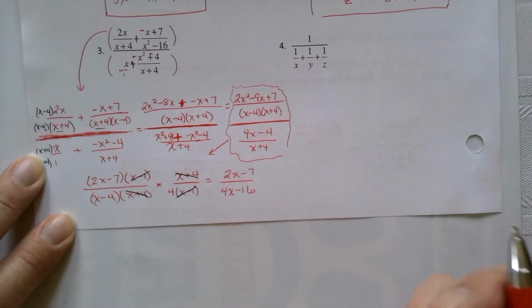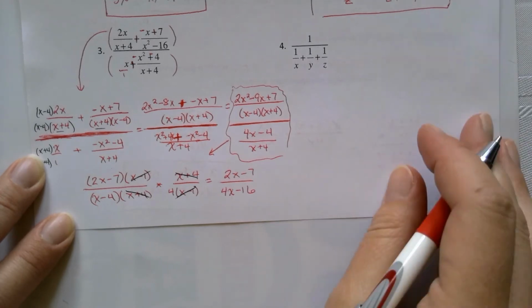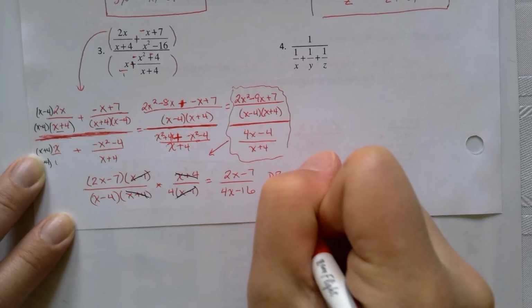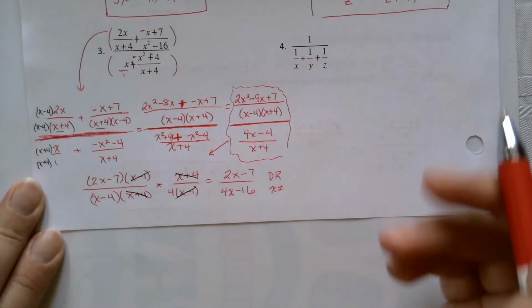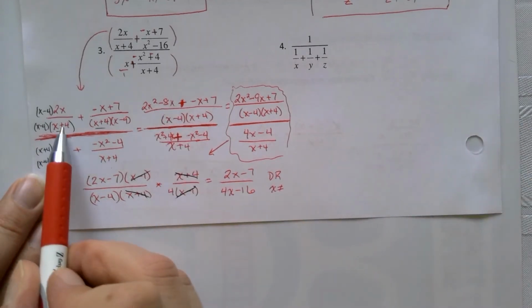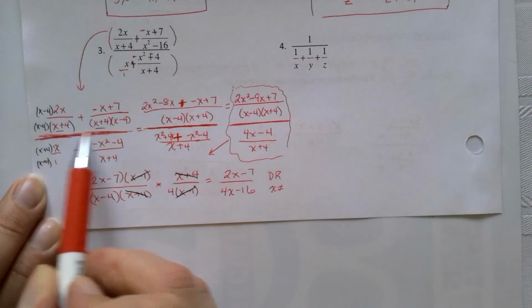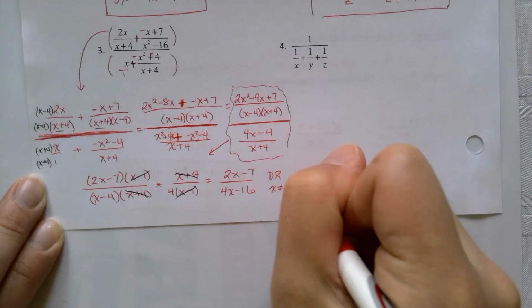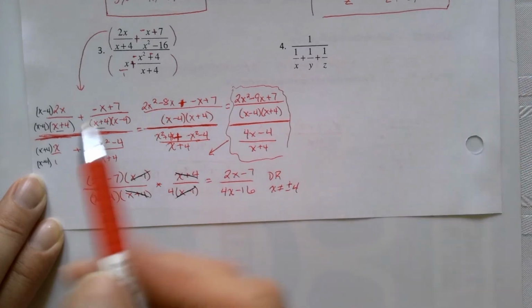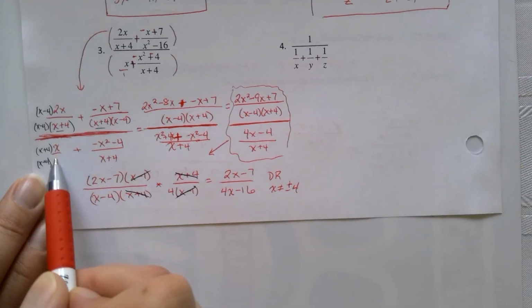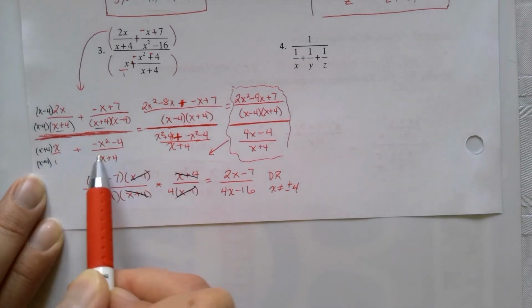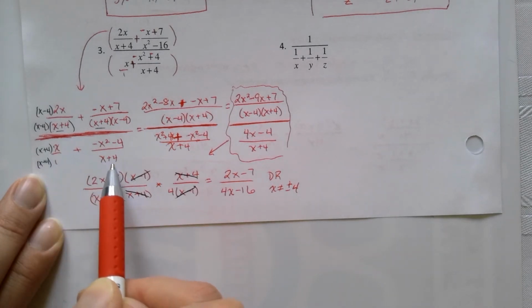All right, so once I have that done, I've now solved my problem. Let's talk about those domain restrictions. What can't x equal? If you come back to the original denominators, x can't be negative 4 or positive 4. So we've got our plus or minus 4, that's for sure. Then we look, this x was always going to be an x, so we don't have a domain restriction from here. We do have a domain restriction that x cannot be negative 4.